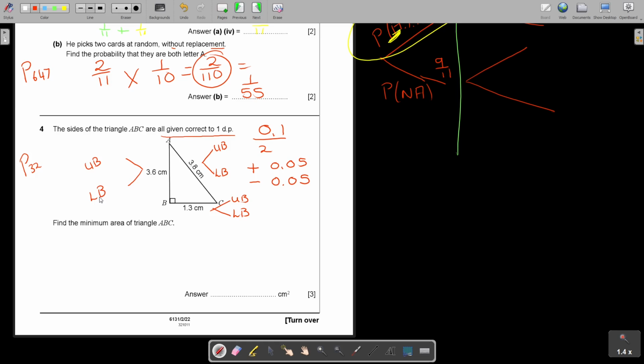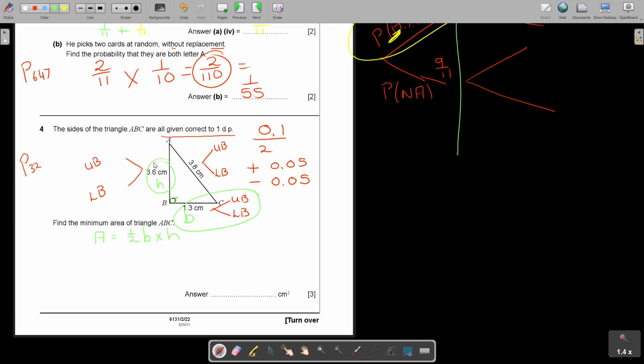Let's see what values we are going to use. So, find the minimum area. Now first think, what is the area of a triangle? It's half base times height. So this is the base, and I'm going to work with this one. And this is the height, and I'm going to work with this one.